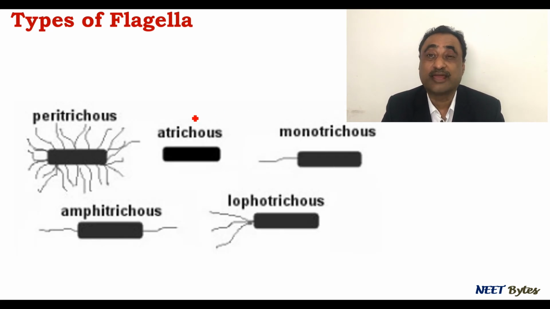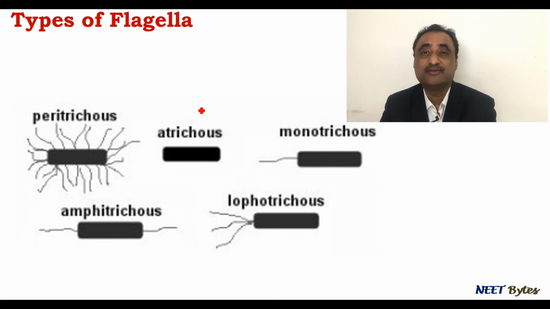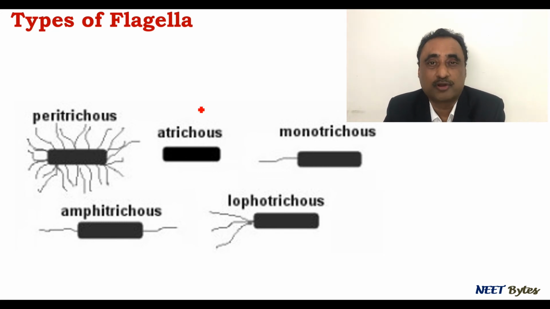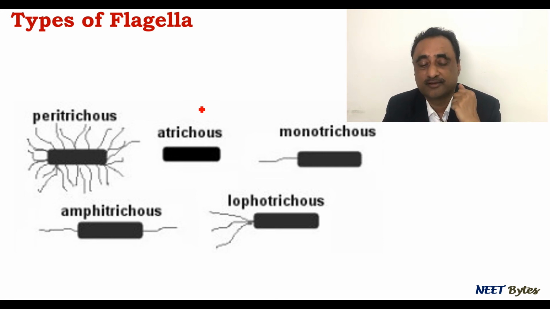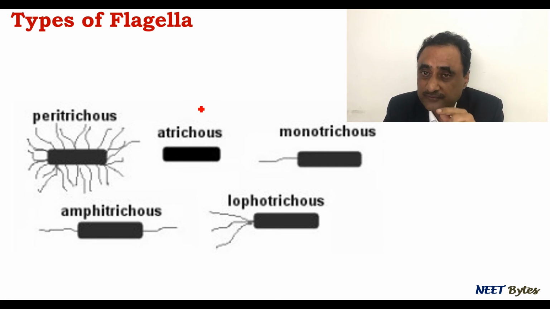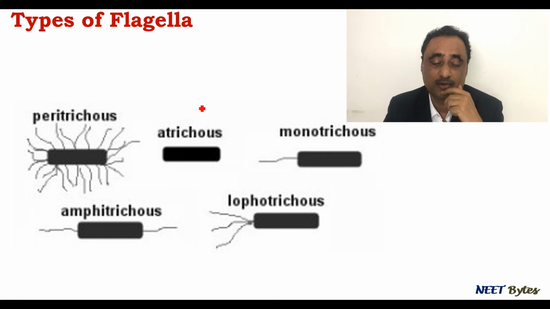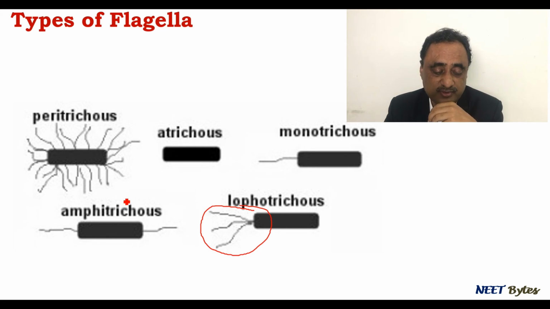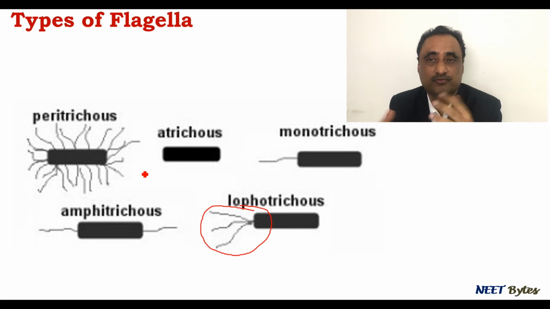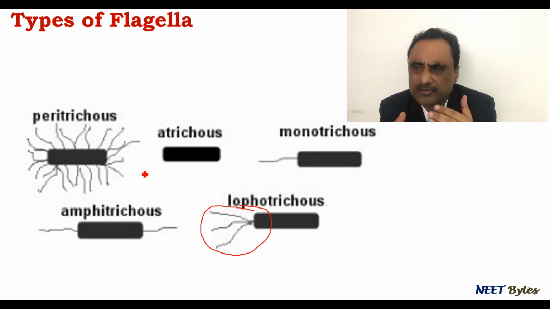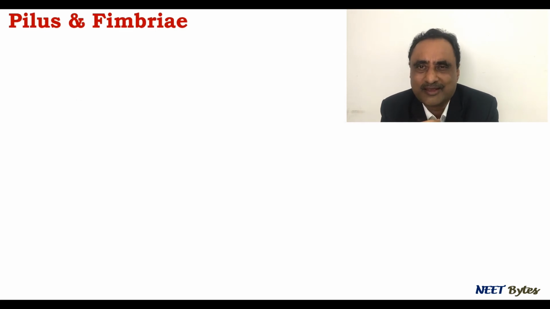Now let's talk about the types of flagella. Now these are the types. When we say peritrichous, that means flagella are present all around the body. When we say atrichous, that means there is no flagella. When we say monotrichous, that is one flagellum at one end, right? If I say lophotrichous, that means a group of flagella at one particular end, as you can see in the diagram. Amphitrichous, there are two flagella at the two opposite ends. This is what we call amphitrichous. So depending upon the placement of the flagella, the different types of flagella have been recognized, okay?